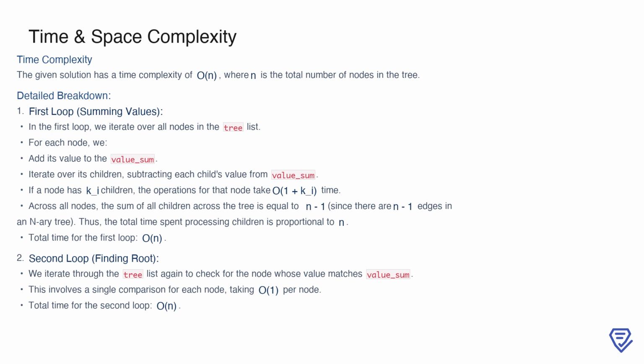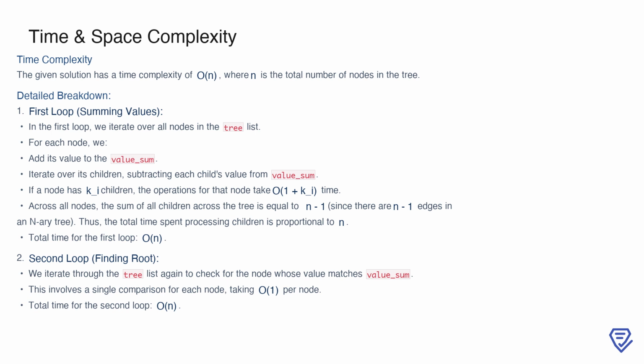To analyze the time complexity, we start with the first loop. In this loop, we traverse all nodes in the tree list. For each node, we add its value to the variable value_sum. Additionally, we process all of its children by subtracting each child's value from value_sum. If a node has k_i children, the time taken for that node is proportional to 1 plus k_i, where the 1 accounts for adding the node's value and k_i accounts for processing its children.